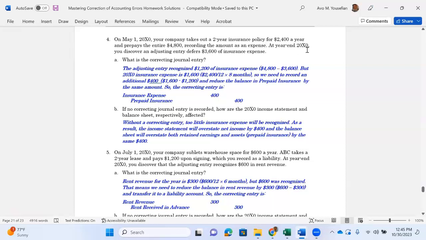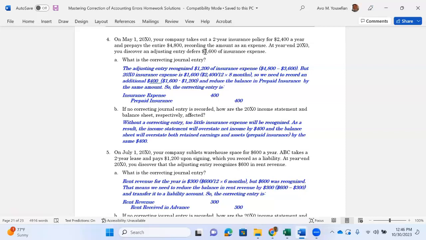At the year end of 2020, you discover an adjusting entry defers $3,600 of insurance expense. So you see someone deferred the insurance expense, that means credited insurance expense for $3,600 and recorded that as prepaid insurance.